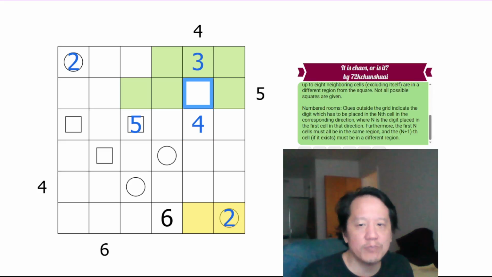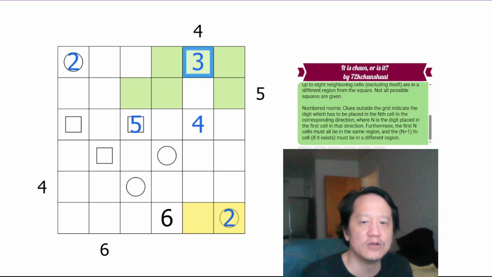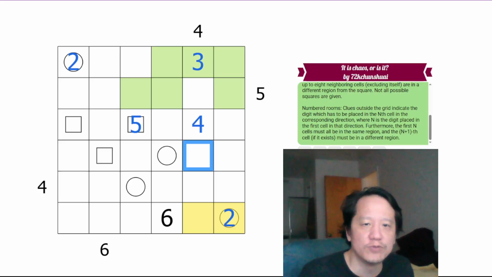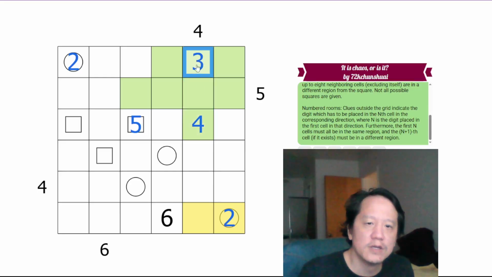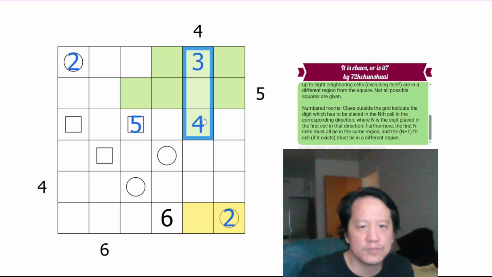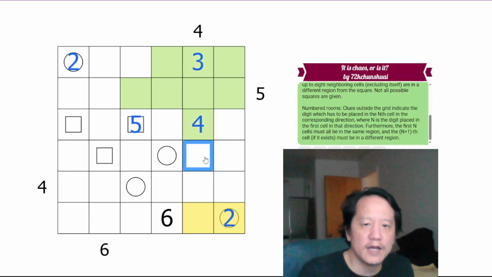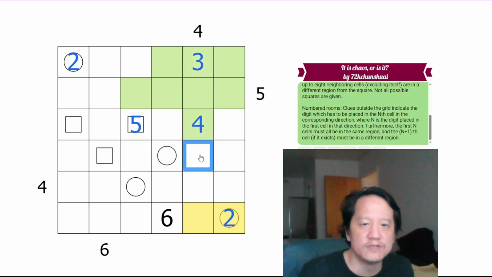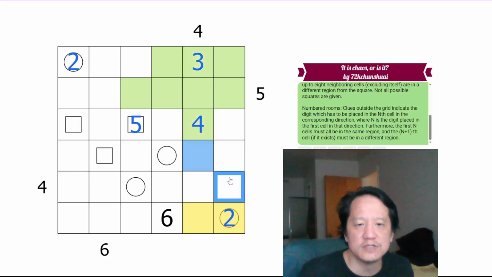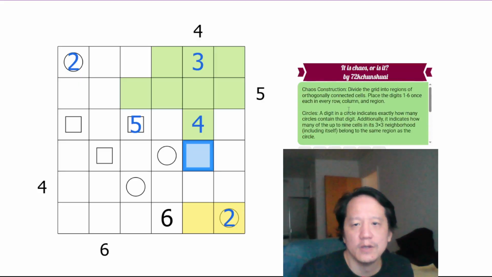And the n plus 1th cell, if it exists, must be in a different region. So if this were, say, 3, that would mean that these 3 cells would have to be in the same region. And this cell, the nth plus 1 cell, which is the 4th cell, must be in a different region. So we would know that this is a different region here. Anyways, those are all the rules. If you'd like to play along, there's going to be a link in the description.